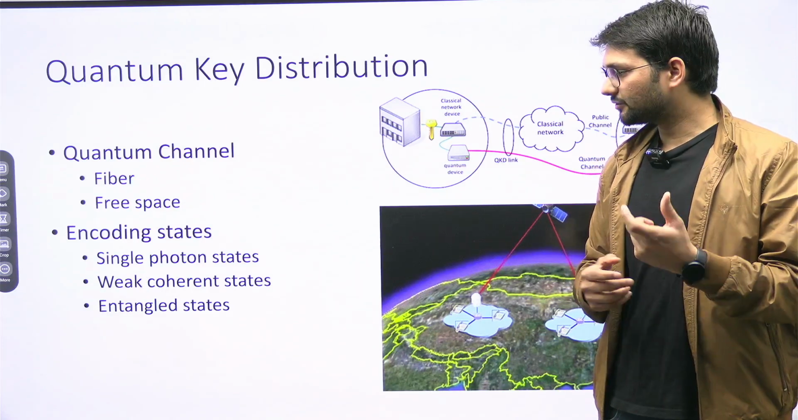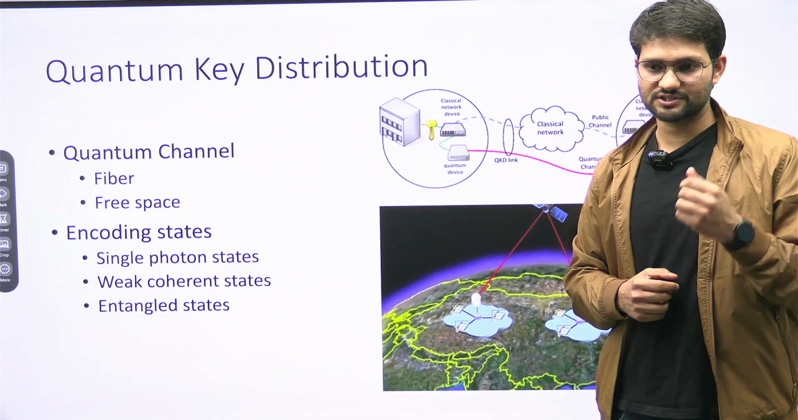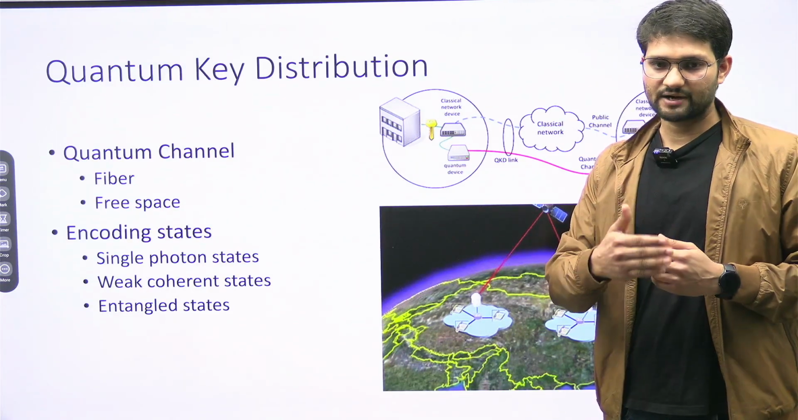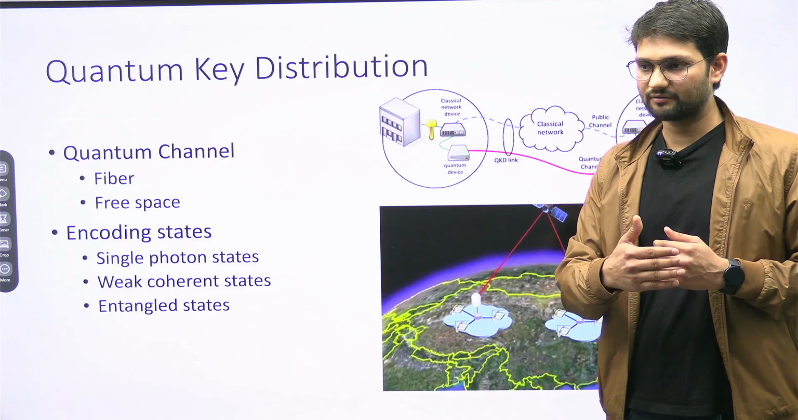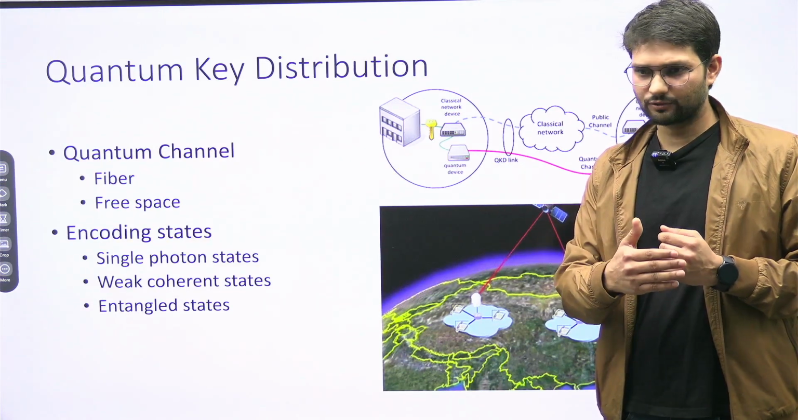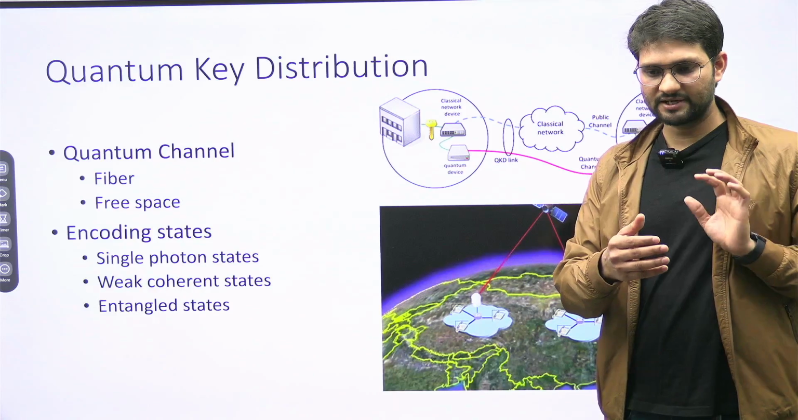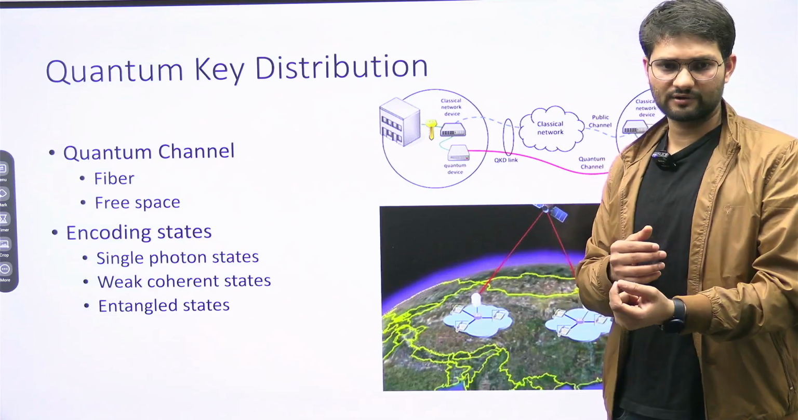So see, weak coherent states are easy to make because you just need to attenuate the light. You need some kind of attenuator in between, a translucent or opaque object, which can bring, let's say, 1 milliwatt light to the single photon level. That's it.